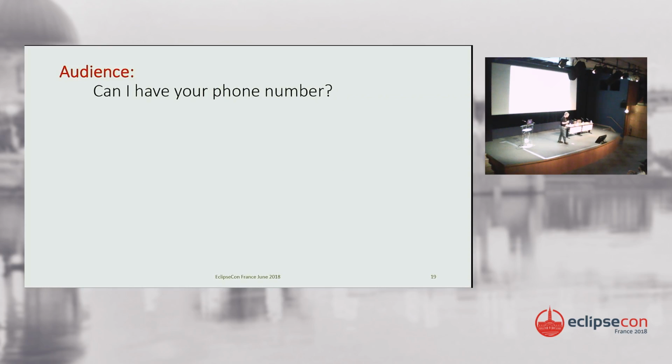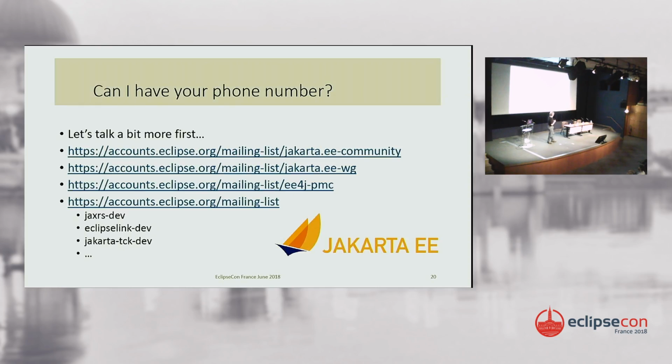Okay, so I think we're still not quite there for sharing phone numbers, but what I would like to do is point you at our various mailing lists and forums. We've got one, the most active one is Jakarta EE community. We've got thousands of responses out there already. So that's the main one to go to. You could hit the work group. The PMC has a mailing list. And then all of the individual projects under EE4J have a mailing list to keep tabs with all of the projects. And I think that's it.